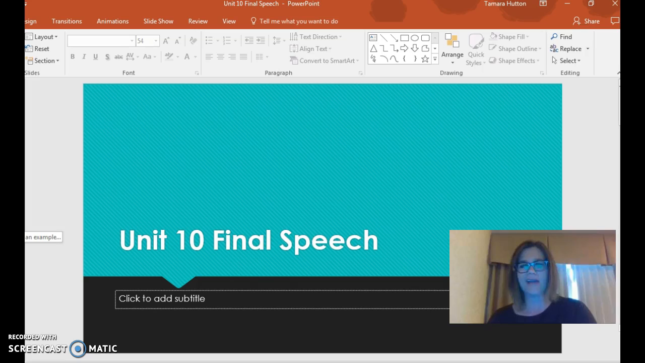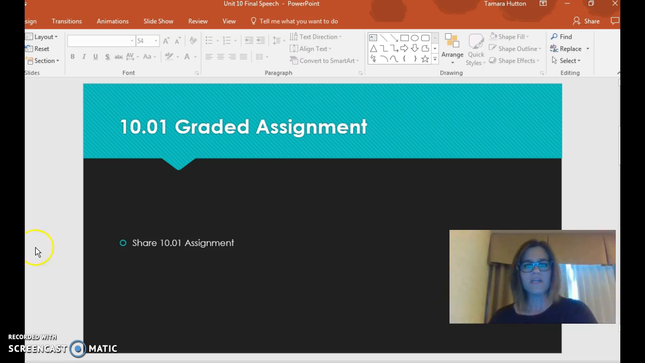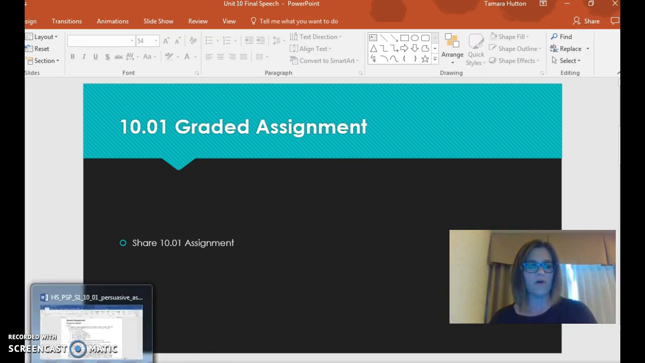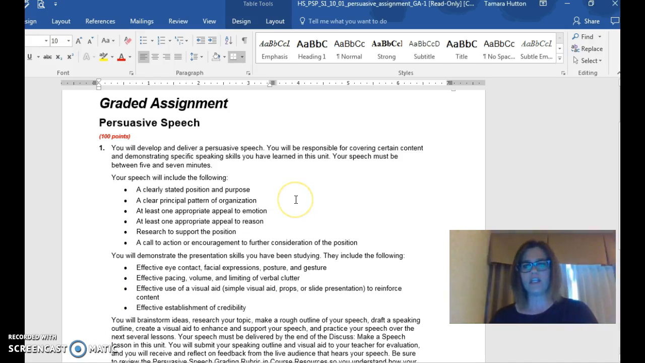You guys have been practicing and working on this for 2 weeks already. And then this week you're starting into Unit 10, your final speech. So I'm going to share the 10.01 assignment with you. Hopefully you guys have already looked at this. You should already know exactly what the expectations are for the Unit 10 speech.